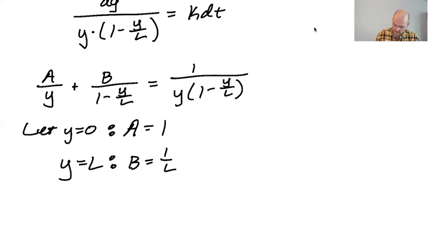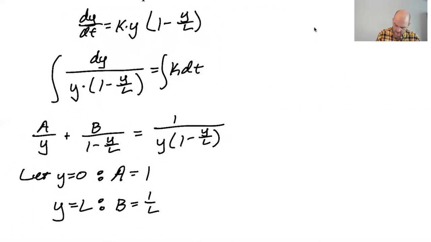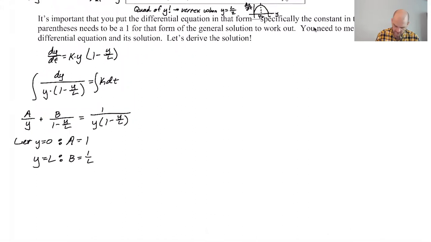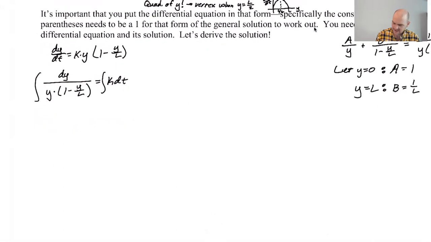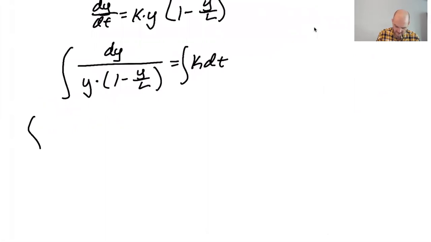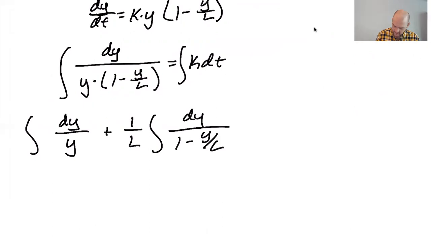Okay, so what we're going to do is we want to integrate this. So this becomes, what's my work look like here? I'm going to move my partial fractions over. You probably shouldn't have done it there. Do as I end up having done, not as I say, I guess. So this becomes the integral of dy over y, plus 1 over L, the integral of dy over 1 minus y over L, equals the integral of k dt.